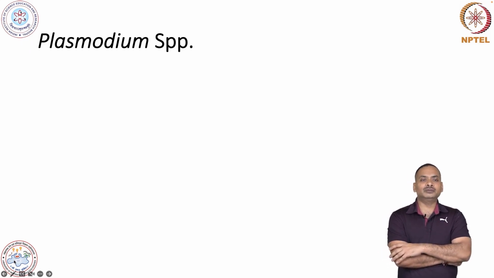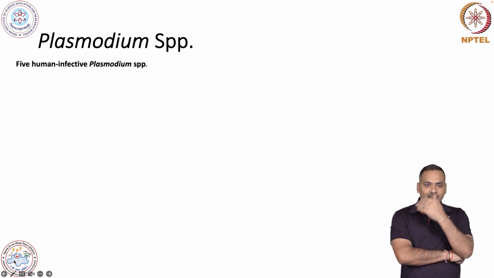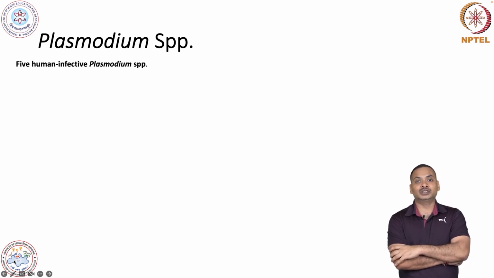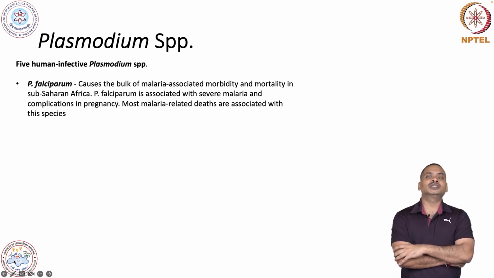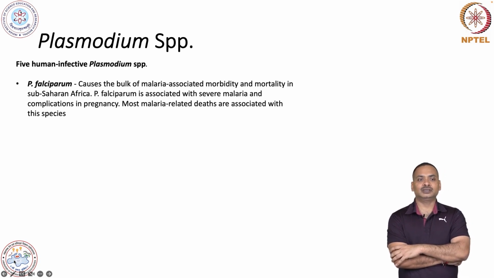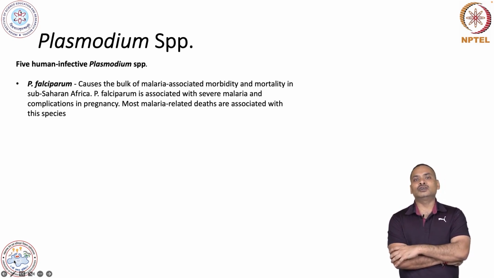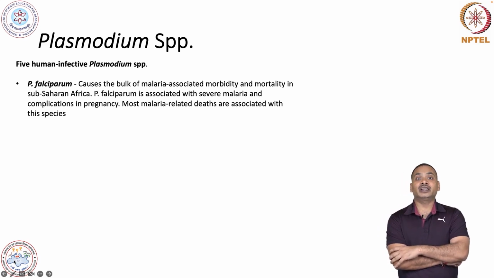Plasmodium has several species, and here you can see that there are five human infective Plasmodium species which I am going to discuss. The first is Plasmodium falciparum. This is quite dangerous and causes the bulk of malaria associated morbidity and mortality.